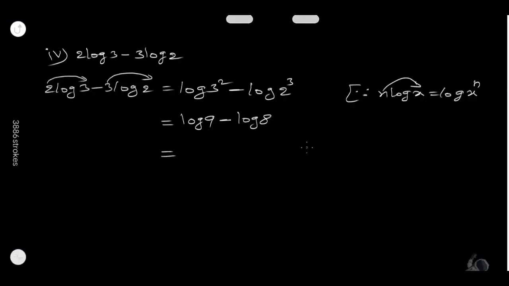It is in the form of log x minus log y, we have log x by y. Log x to the base a minus log y to the base a equal to log x by y to the base a. So here log 9 by 8. So the answer is log 9 by 8.